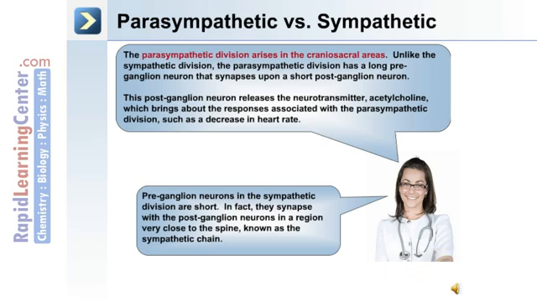Preganglionic neurons in the sympathetic division are short. In fact, they synapse with the postganglionic neurons in a region very close to the spine known as the sympathetic chain.